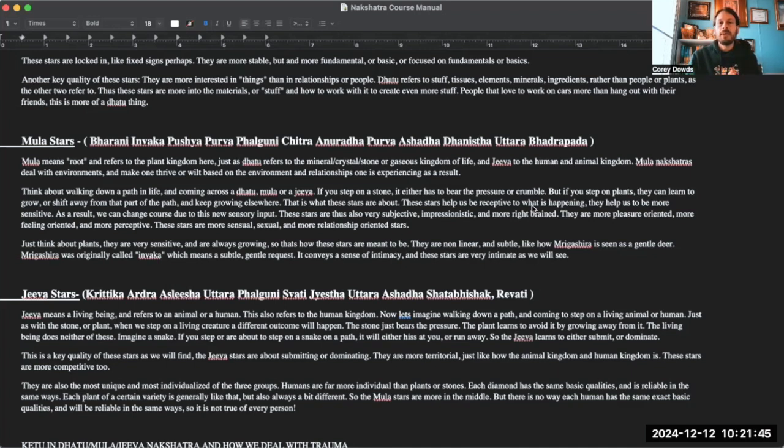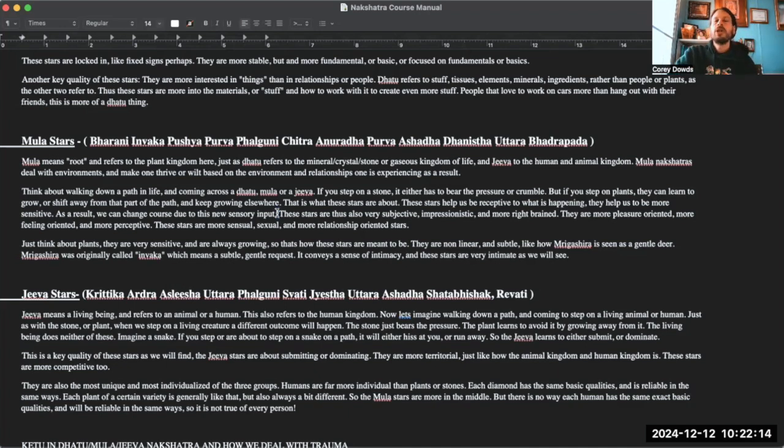These stars help us to be receptive to what is happening, and they help us to be more sensitive to what's happening and either make a change or keep thriving based on that environment. As a result, we can change course due to this new sensory input. And so these are more like adapting, almost more like Moon, you could say. These are like the maybe dual or chara type changing rashis.